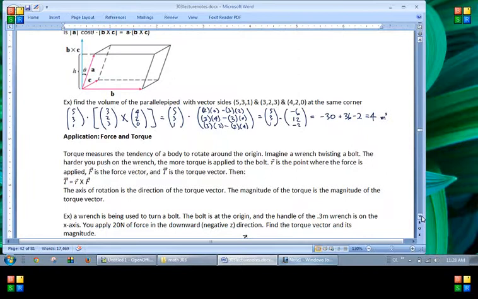So let's see what it means to do a problem here. A wrench is used to turn a bolt. The bolt is at the origin. The handle of, you've got a 0.3 meter wrench, is on the x-axis. So you apply 20 newtons of force in the downward, or in other words, negative z direction. So let's find the torque vector and its magnitude.